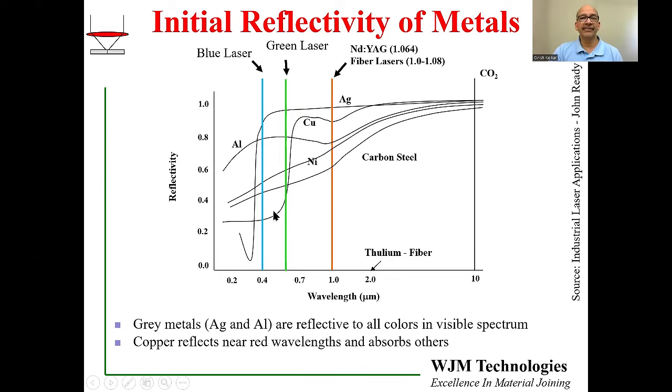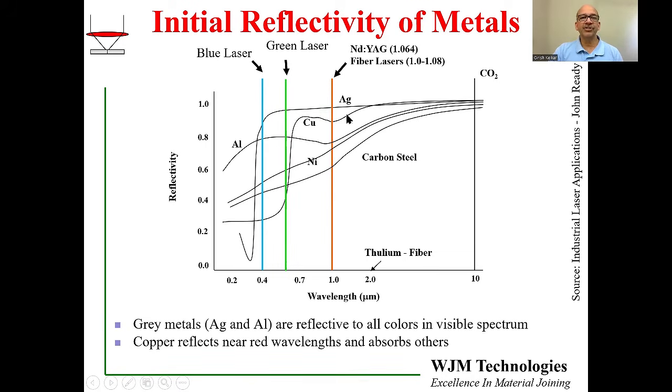Copper, on the other hand, has slightly interesting behavior. Copper is reddish in color, so it tends to actively reflect the 1 micron light. But once you go into green and blue, the absorption is pretty good. So copper has a significant change in absorption as we go from 1 micron to green to blue. And there is a reason why blue lasers are going to become popular for welding copper.